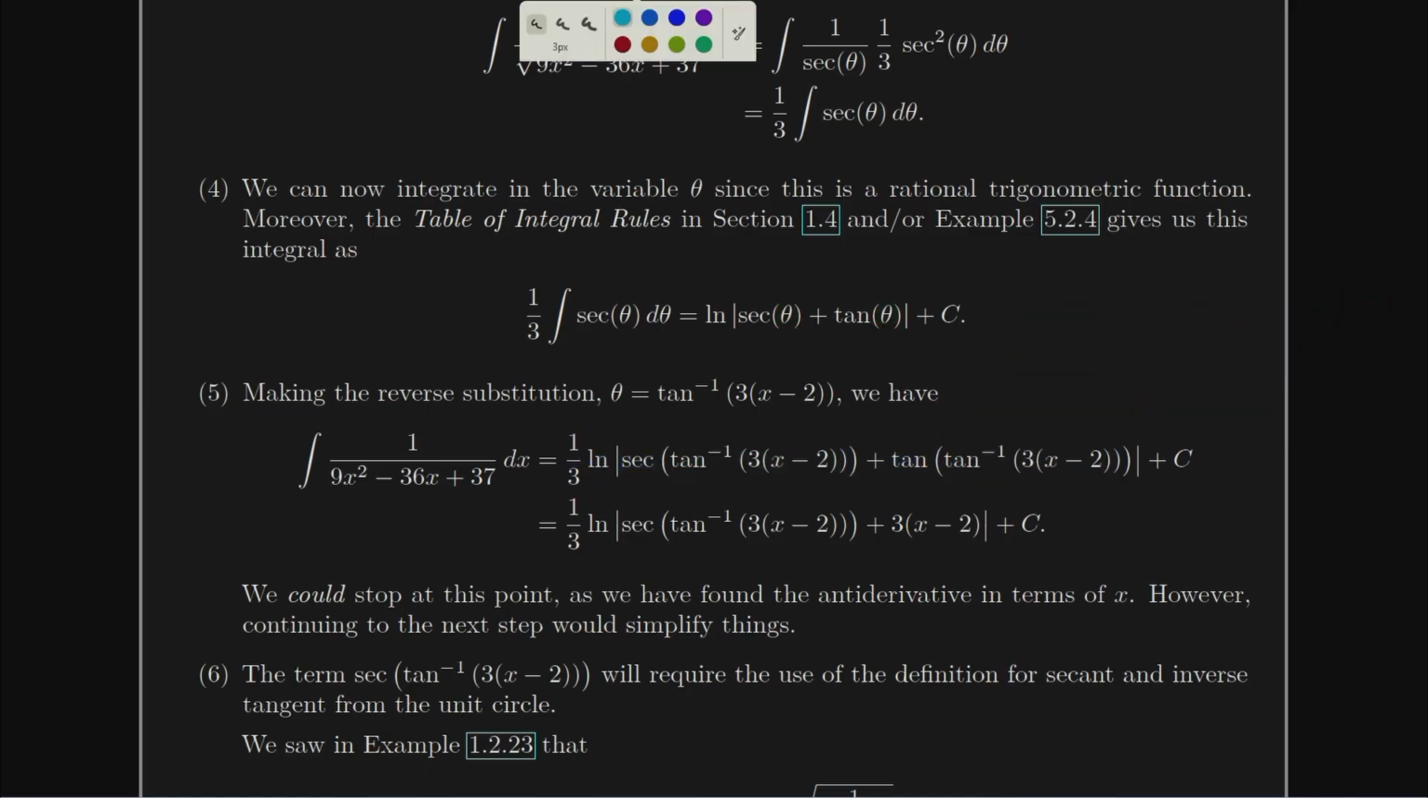At this point, this is where I always say in step 6 you should simplify. You should definitely simplify even in step 5. You've got a tangent of tangent inverse, so you can rewrite that as 3 times x minus 2. But really, we want to pay attention to this term, secant of tangent inverse of 3x plus 2. How would we simplify something like that?